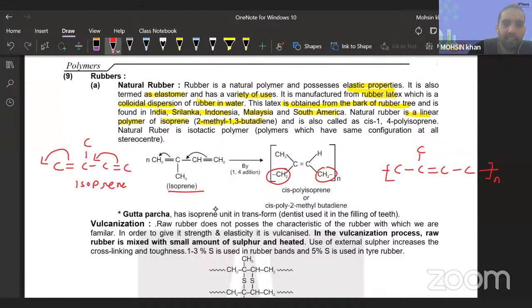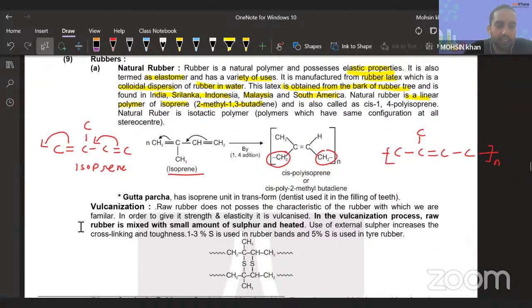Which is cis polyisoprene, or you can also put it as cis poly-2-methyl-butadiene. Cis polyisoprene or cis poly-2-methyl-butadiene, both are the correct name of the natural rubber. Now, natural rubber possesses elastic property, that means it has weak intermolecular forces in that. So what we have to do, we have to vulcanize it.